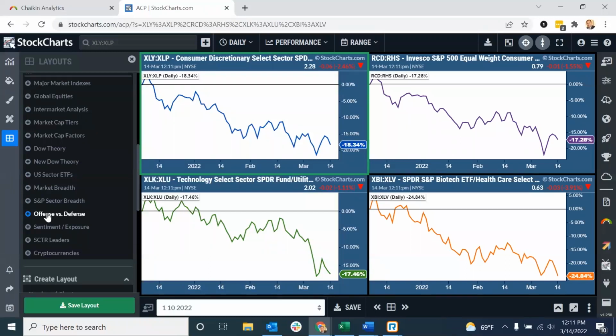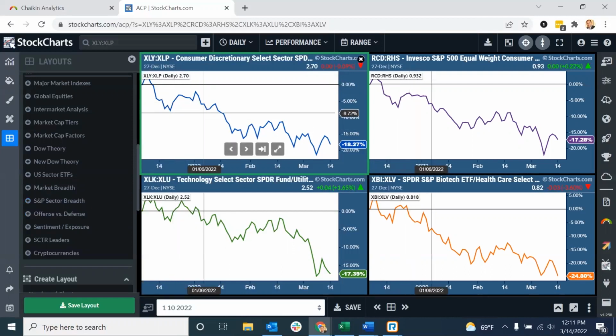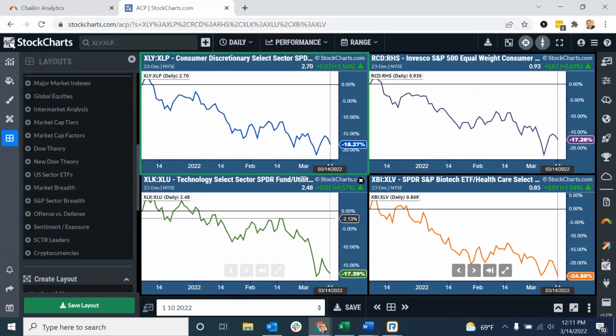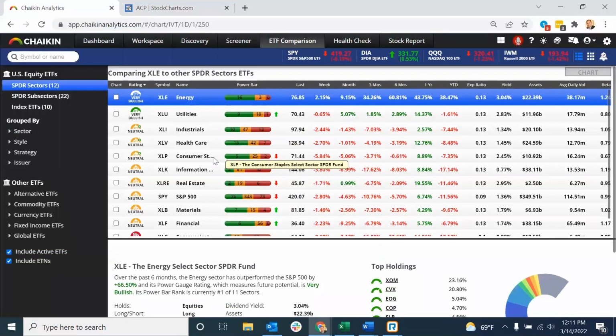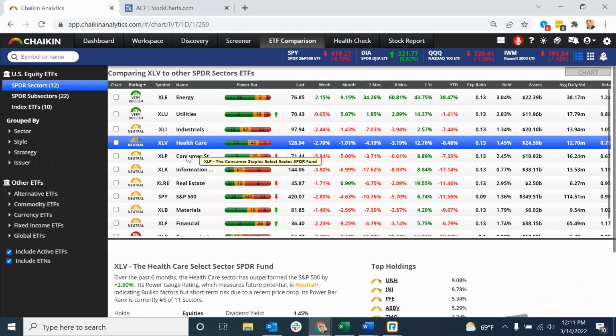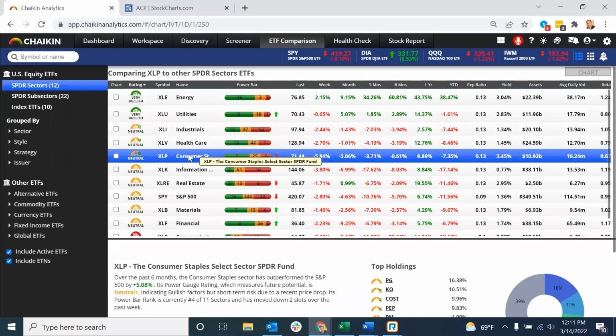I love the offense versus defense. I'm a big proponent of sports analogies here in the market, and obviously this is telling you that defense is on the field. I want to get into that for a second. I want to go to our ETF comparison. And what is that showing us? That's showing us a couple of names up here. Now, obviously, energy has been an outperforming sector on its own, but let's take energy out of the equation. The top three areas really are utilities, industrials, and healthcare, followed closely by consumer staples.